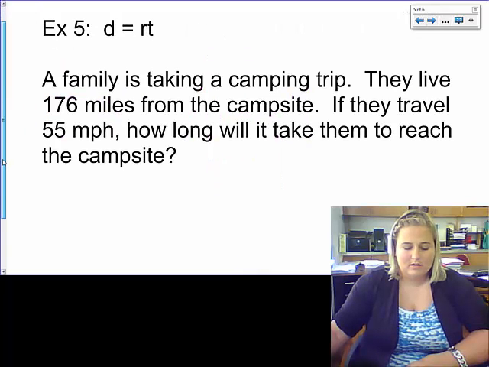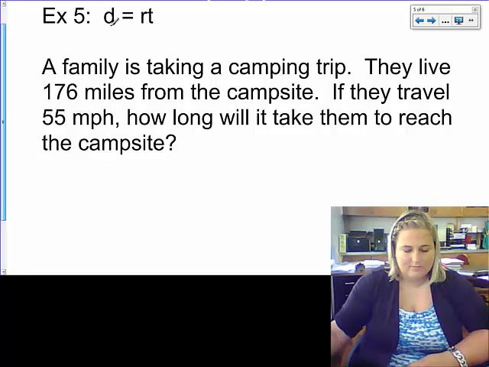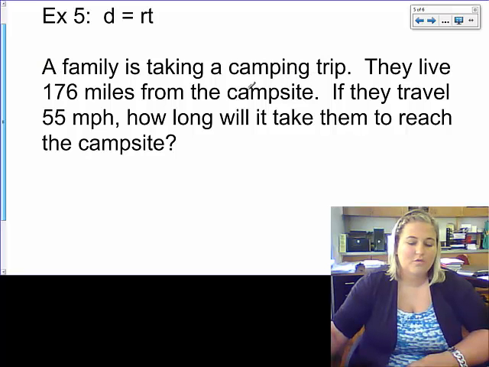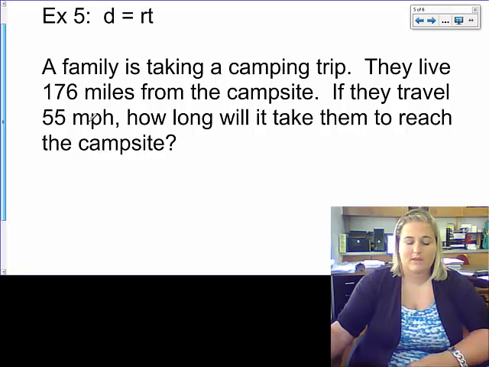Last example here. We're talking right now about the distance formula, D equals RT. That is distance equals rate times time. We'll use that a lot. It'll help us solve all kinds of things. It says a family is taking a camping trip. They live 176 miles from the campsite. If they travel 55 miles per hour, how long will it take them to reach the campsite?